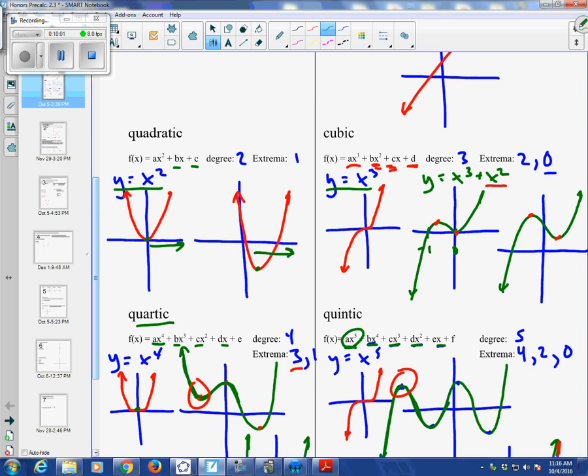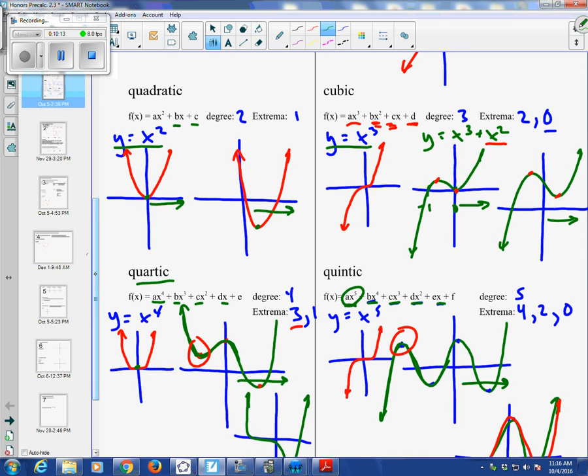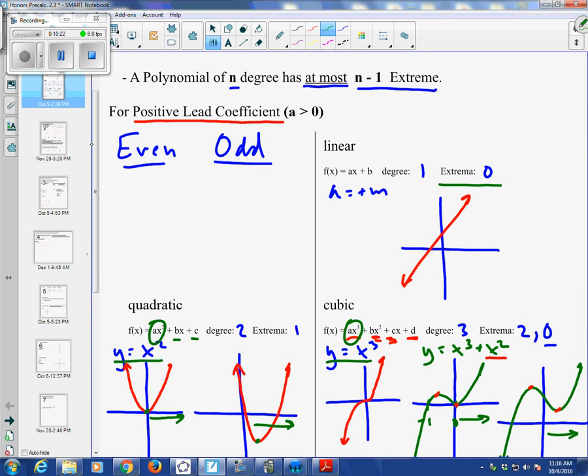For all of these functions, if we've got a positive lead coefficient, what we can say is that when we raise positive numbers to whatever power and multiply them by a positive coefficient, we're seeing that highest power term go to positive infinity. So whether our degree is even or odd, we can say that the limit of f of x as x goes to positive infinity is going to be positive infinity.